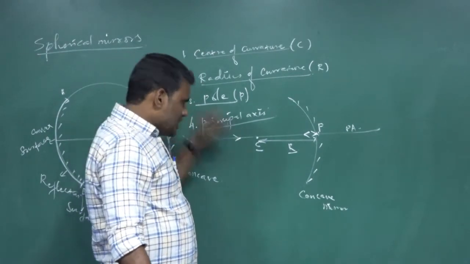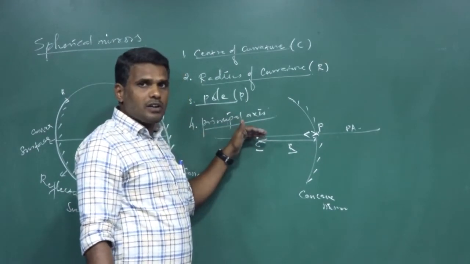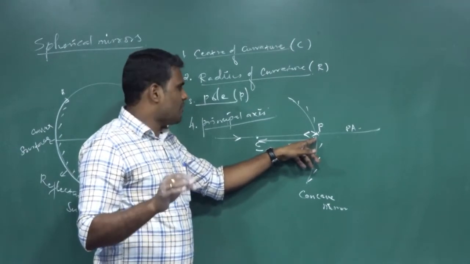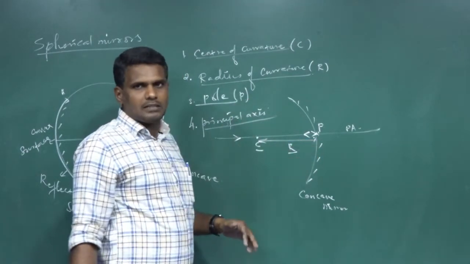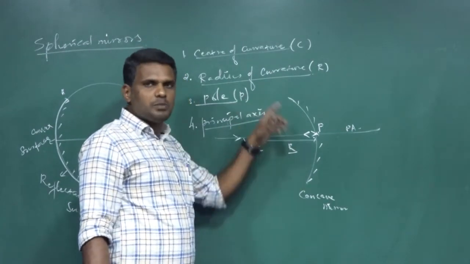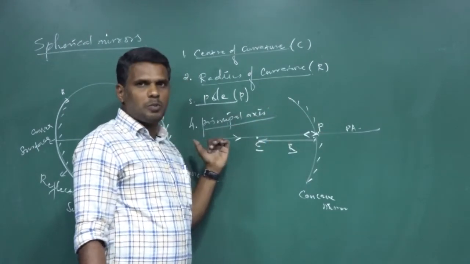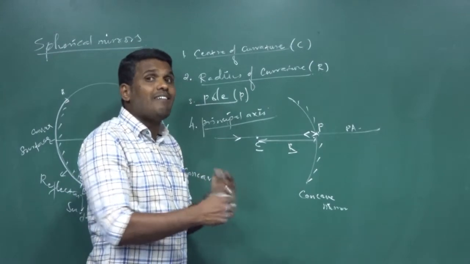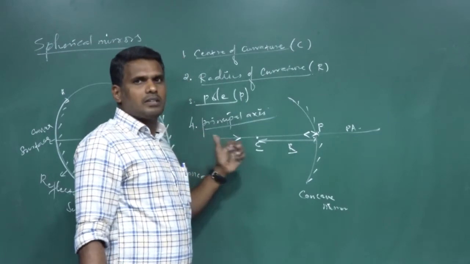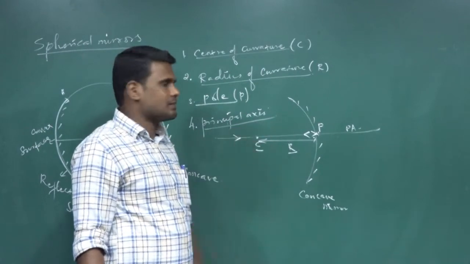So what is the principal axis here? A line passing through the center of curvature of the spherical mirror and the pole of the mirror is called the principal axis. Any ray passing along the principal axis, after reflection from the spherical surface of the mirror, will travel back along the same principal axis. In the sense, it will get reflected back along the same principal axis.